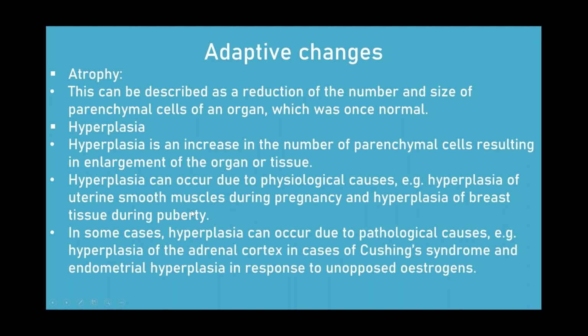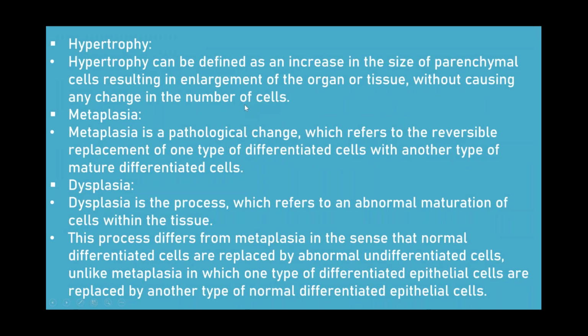So if you get a question in the exam asking about the adaptive change occurring in the uterine smooth muscle during pregnancy, you choose hyperplasia. In some cases, hyperplasia can occur due to pathological causes, such as hyperplasia of the adrenal cortex in case of Cushing syndrome, and endometrial hyperplasia in response to unopposed estrogen. Hypertrophy is an increase in size.